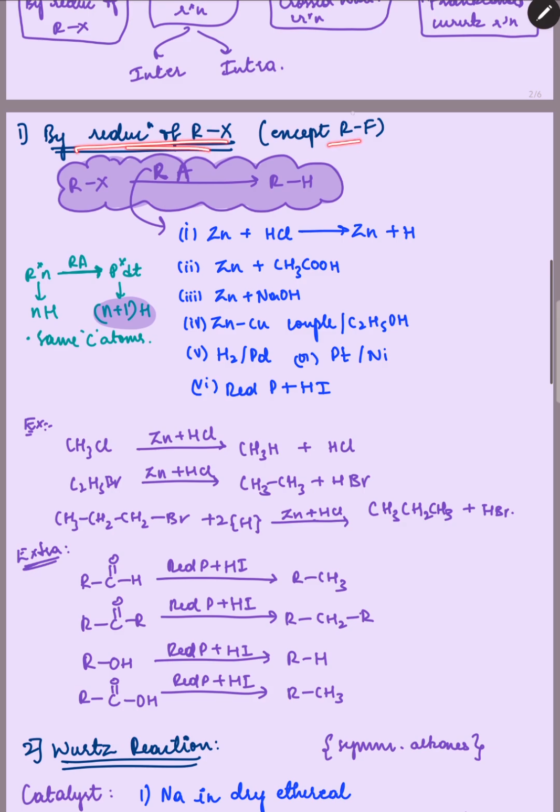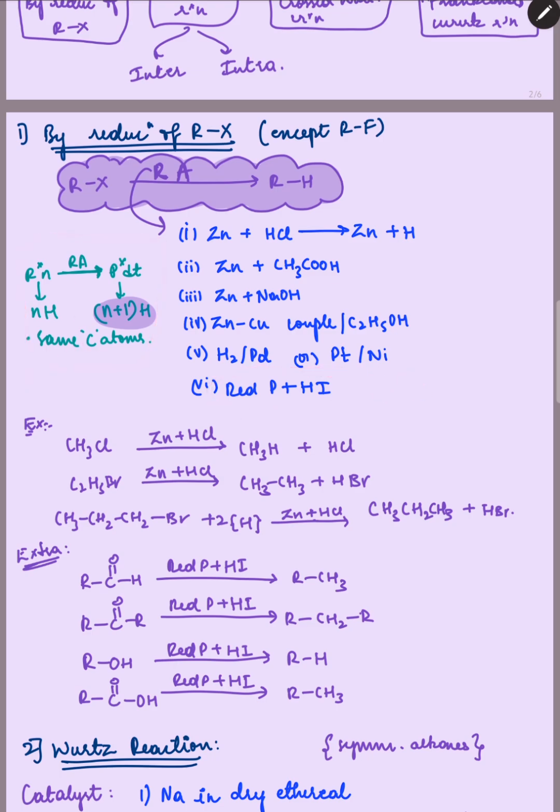Okay, the reduction of alkyl halide, except alkyl fluoride. By using a reducing agent, we are going to convert RX into RH. X means halogen, except for fluorine. The reducing agents are zinc plus HCl, zinc plus CH3COOH, zinc plus NaOH, zinc-copper couple in ethanol, hydrogen with palladium, platinum or nickel, and red phosphorus plus HI. This is also used for other functional groups.